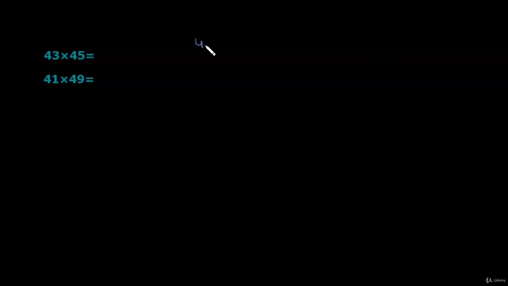Now let's multiply 41 by 49 and let's take the base as 40, which is 10 times 4. If we take base 40, then this is 1 more than 40 and this is 9 more than 40. So the first part of the number is found either by adding 1 to 49 or 9 to 41. Both ways it is 50. The second part is 1 times 9, that is 9.